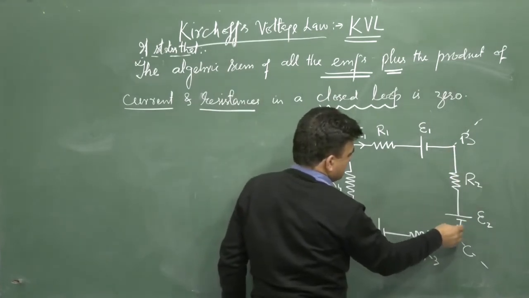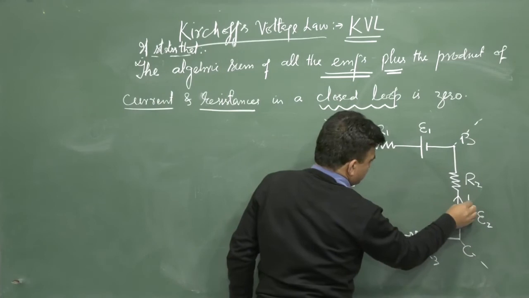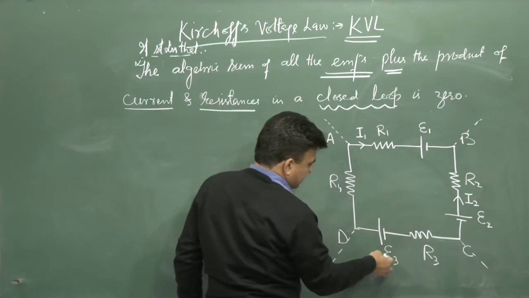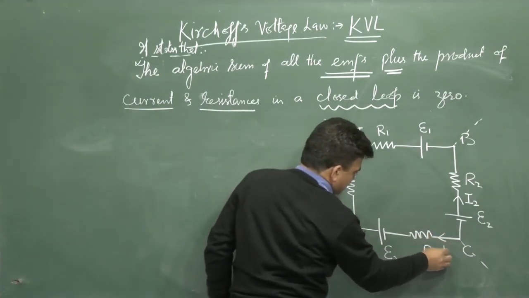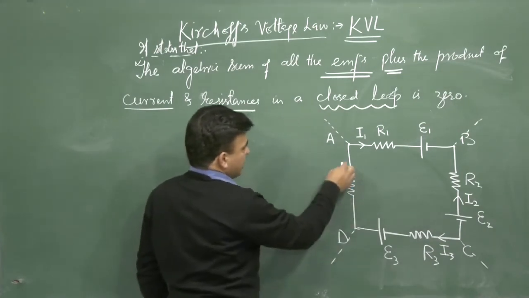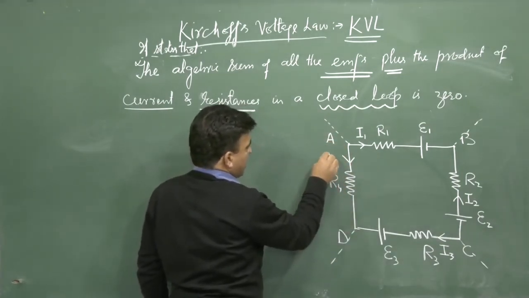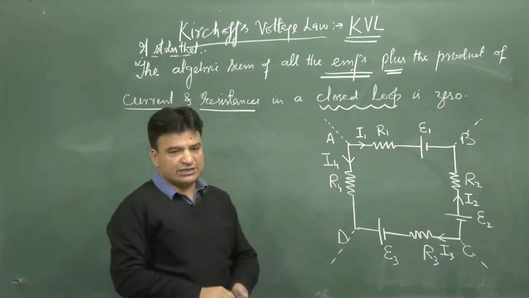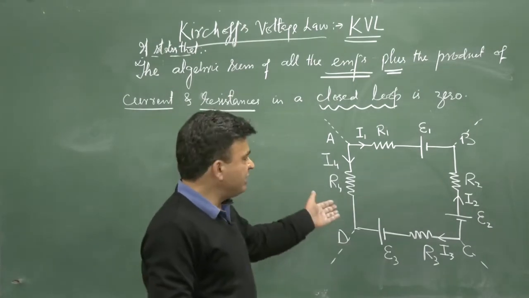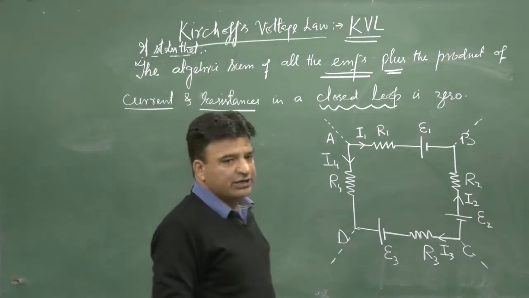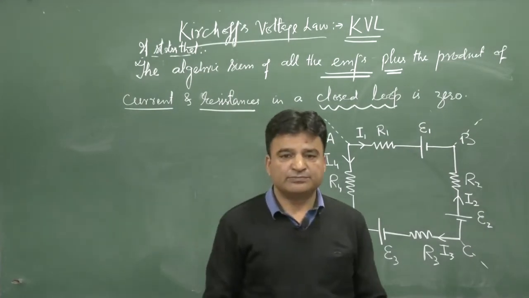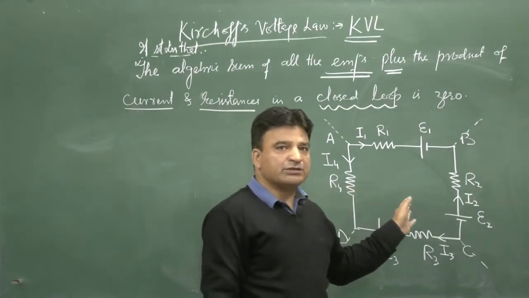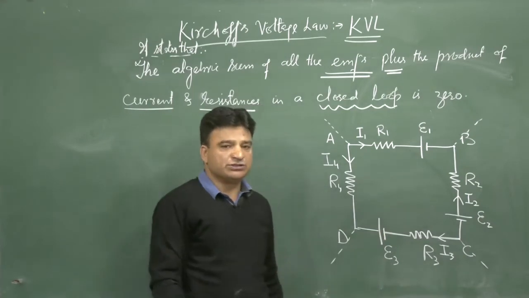In this branch BC, let us suppose that I2 is the current flowing from C to B. In the branch CD, let us suppose that I3 current is flowing as shown, and in the branch AD, I4 current is flowing as shown. I have taken the directions of current randomly. You can have any direction of current. If at the end you get the positive sign of the current, then your direction is correct. If you get a negative sign, then your direction is opposite to what you have assumed.